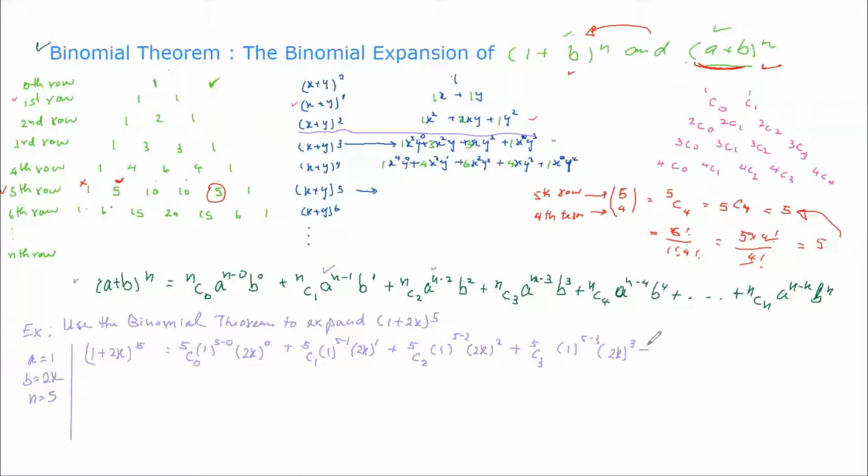Do it up until the power 5. And then this one is going to be 5C4, then 1 power 5 minus 4, and this one is going to be 2x power 4. And the last term is going to be 5C5, 1 power 5 minus 5, and then 2x power 5.